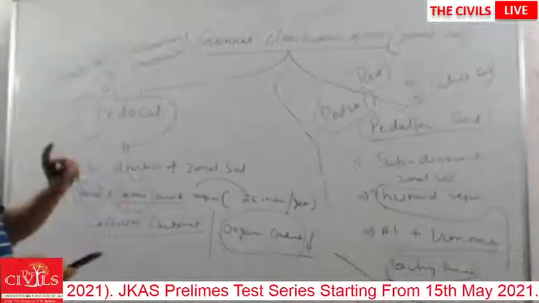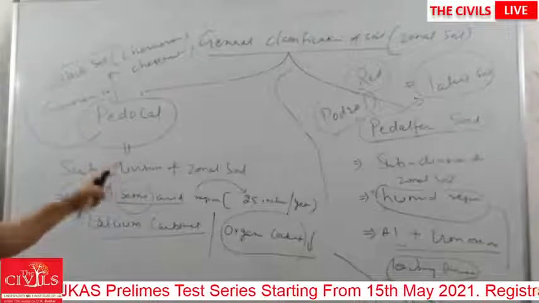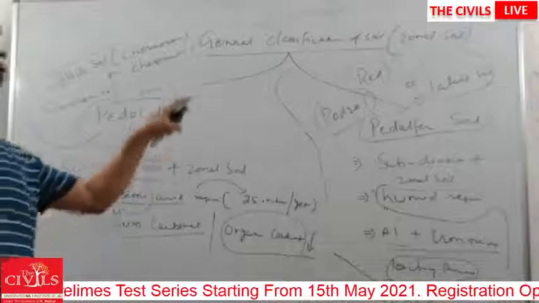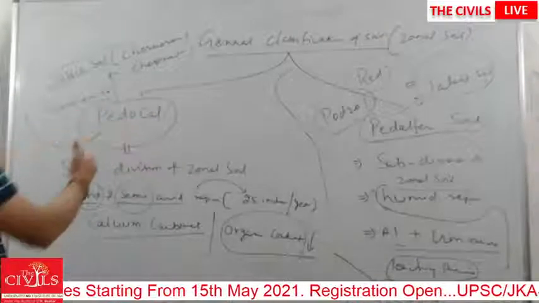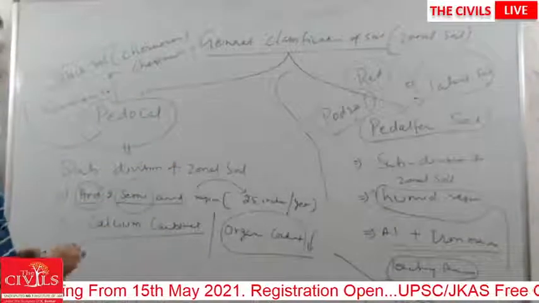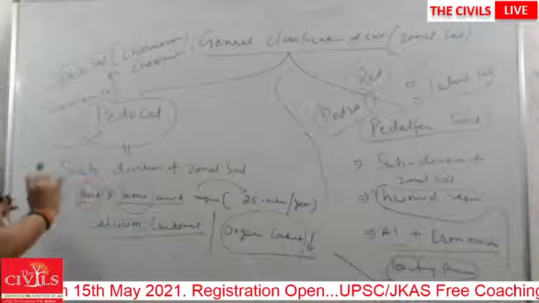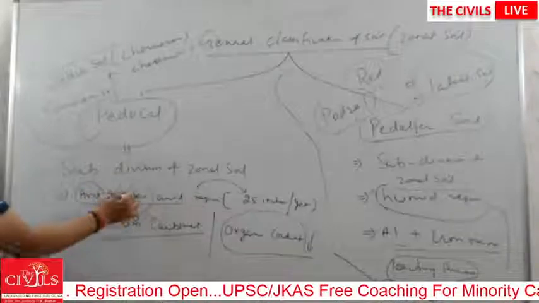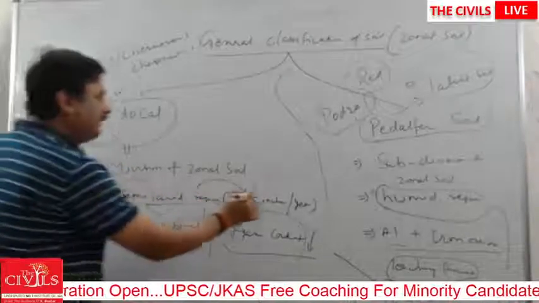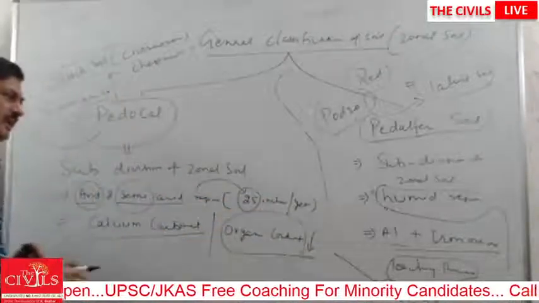The general classification of soil is basically the classification of zonal soil. Zonal soil is divided into two groups, peduncle and pedalfer. Both are subdivisions of zonal soil. Peduncle soil is found in arid or semi-arid region, or the region where rainfall is less than 25 inches per year.